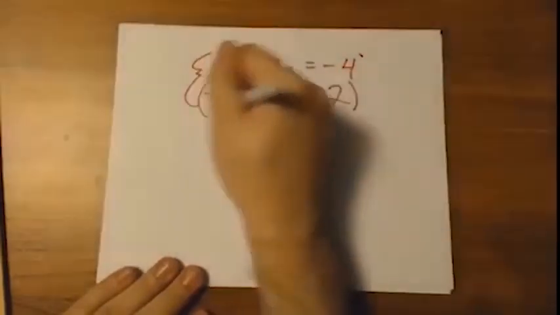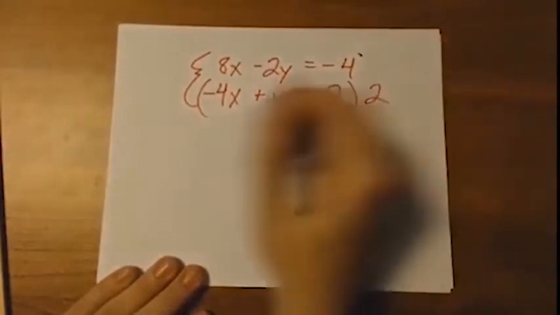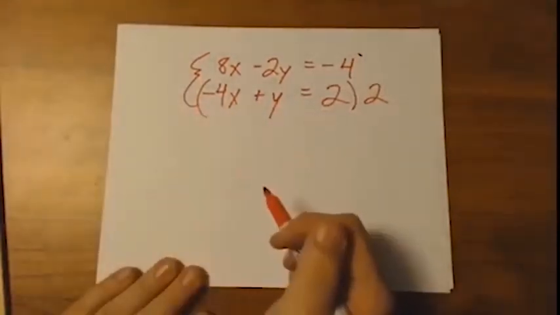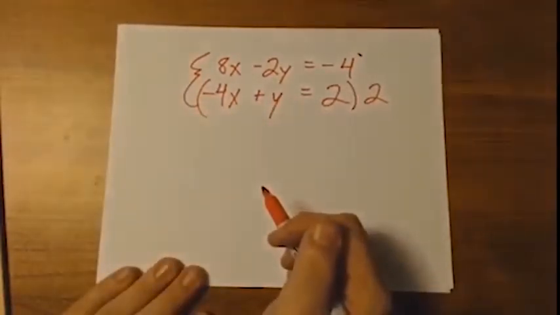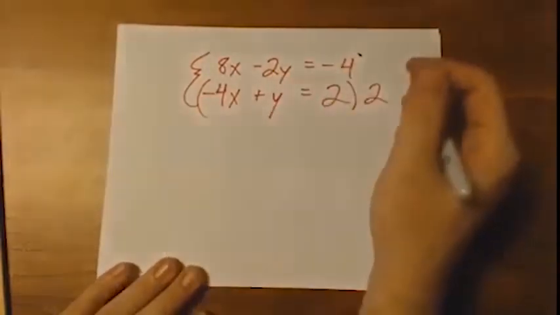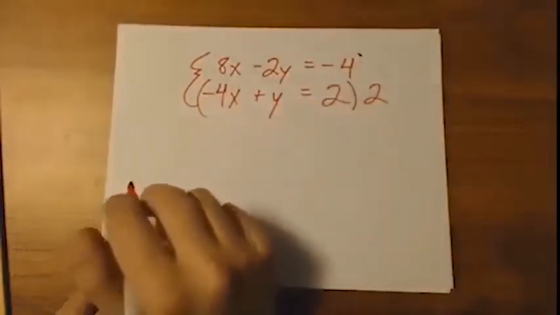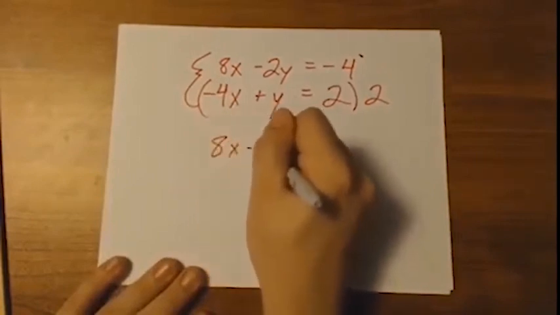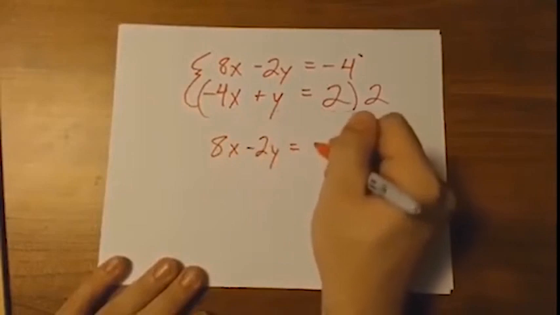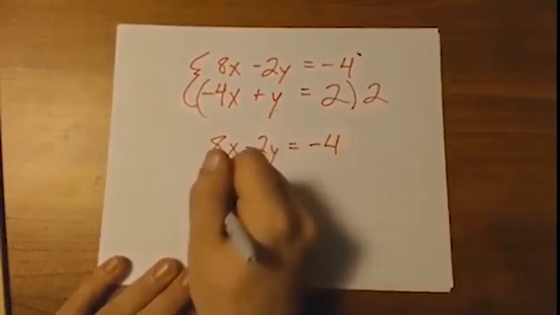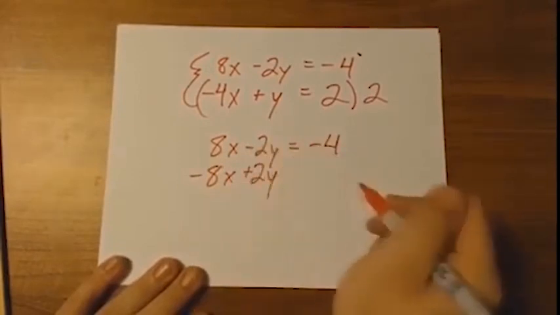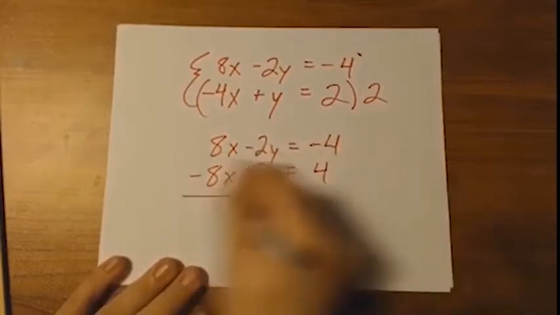Let's multiply the second equation by 2. That'll give us an 8 there, a 2 there, which will enable us to get rid of either variable. So this is going to be a special system because of the fact that both variables go away. But you'll see now the difference from the last one. Negative 8x plus 2y equals positive 4.